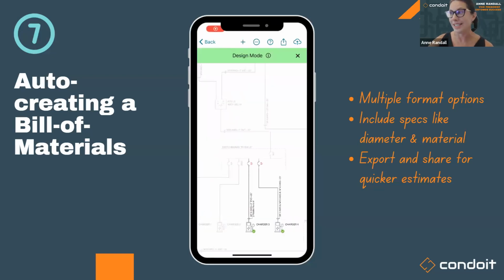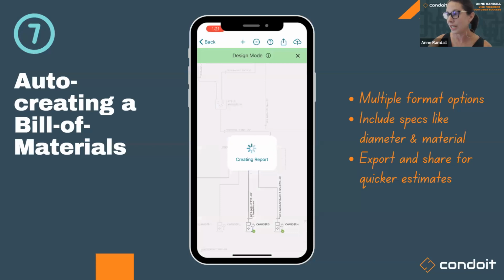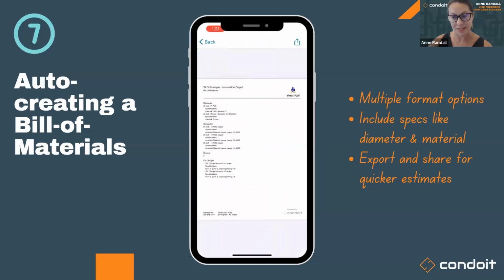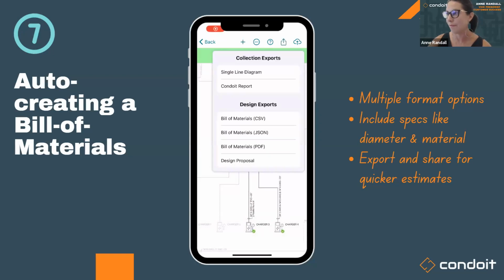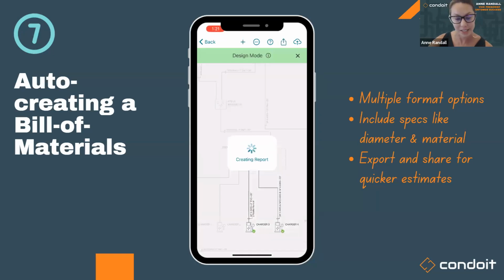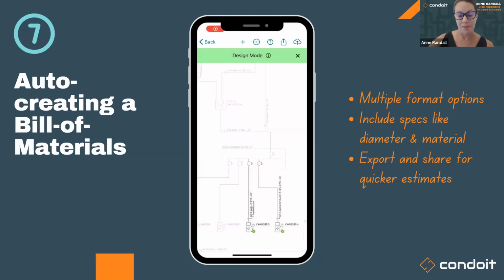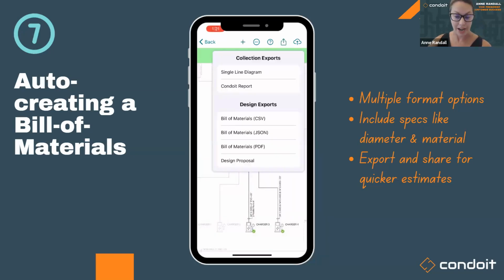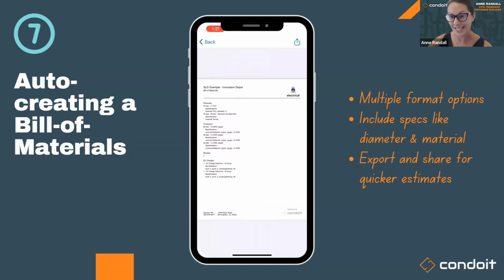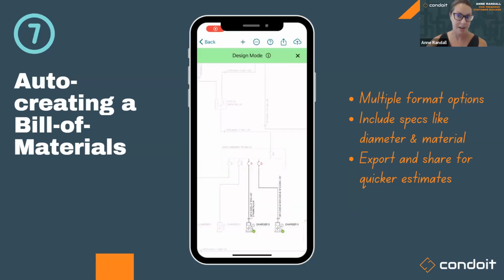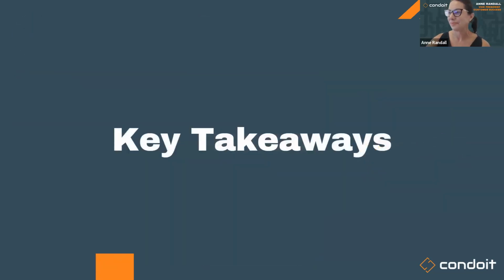The export is really easy. You're just going to select the button just like we did for the other exports. Bill of material comes in several different formats depending on what you need. I'm showing the PDF here, but we also have JSON and CSV as well. Little tip here, the BOM is going to be more valuable and more accurate if you have the opportunity to specify the conduit with all of the details like material and diameter, which you probably already thought about.